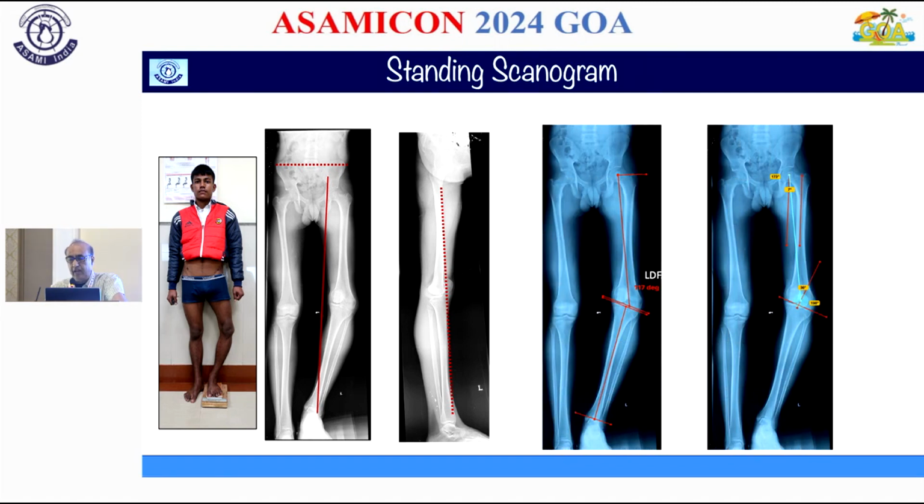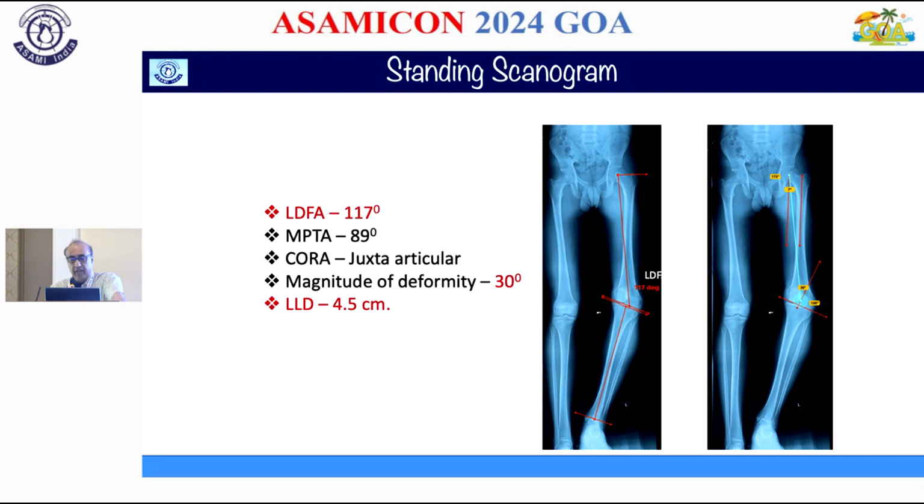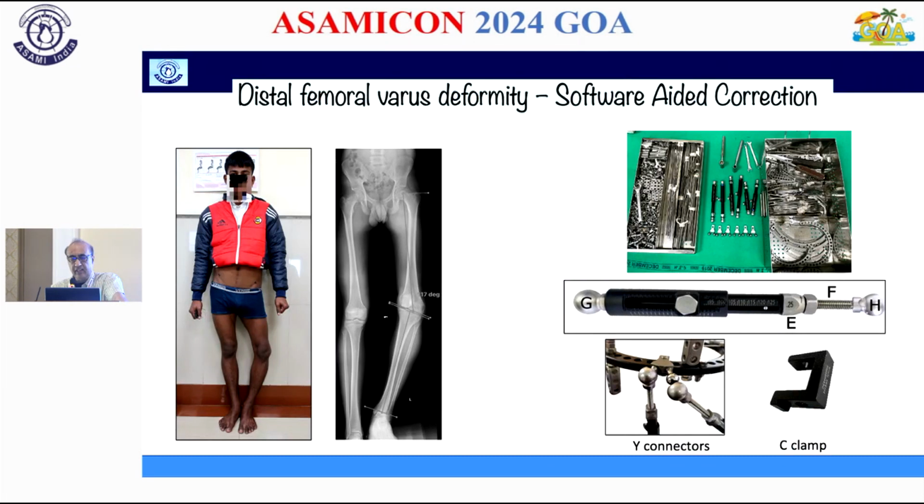You do the malalignment test. What we found was that the LDFA was 117 degrees, so the deformity was in the femur, the lower end femur. The magnitude of deformity was 30 degrees. The shortening was about 4.5 centimeters. So the best option, and we had a workshop yesterday, is the software-aided correction using DefFix or any other frame which you are familiar with.